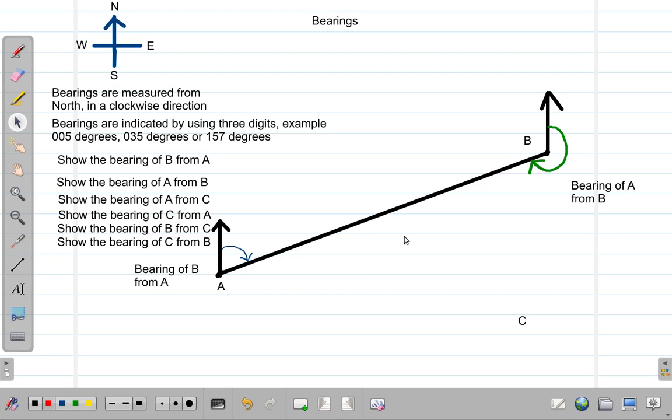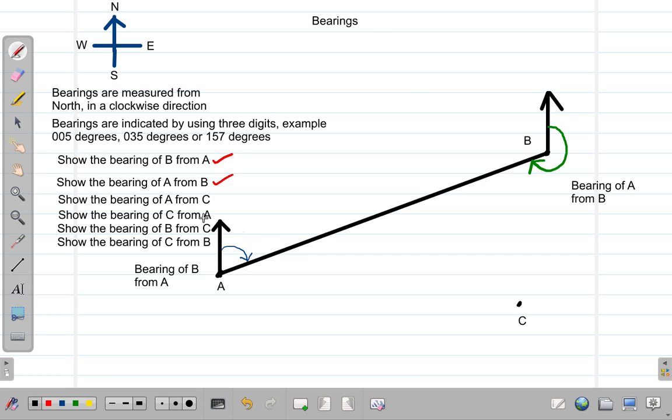In a previous video, we looked at this diagram and indicated the bearing of B from A, which was this, and the bearing of A from B, which was this. Now we have a new point, C. Let's say C is this point here.